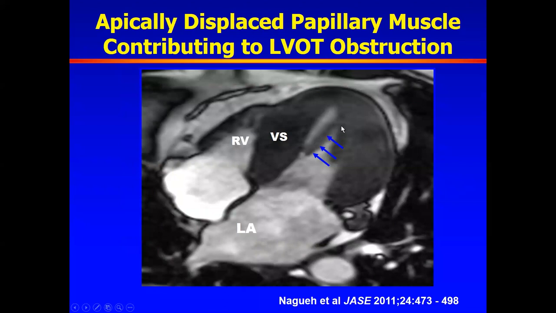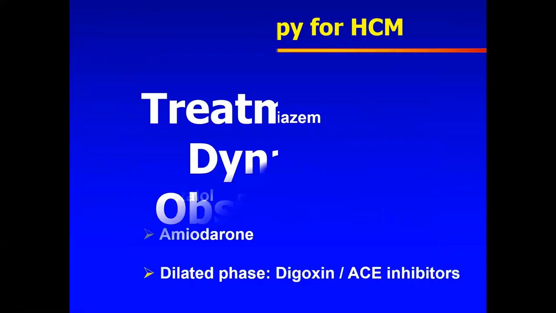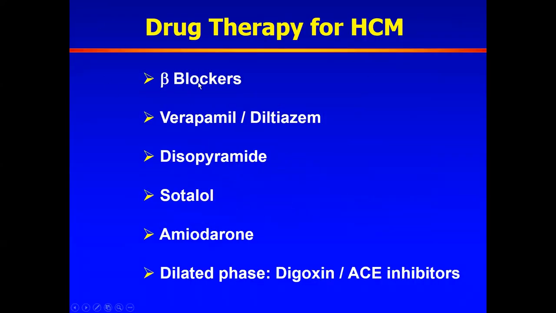You can also use CMR, and CMR has excellent resolution that shows you a lot of details about the papillary muscle. The treatment of dynamic obstruction is with medications: beta blockers, calcium channel blockers, verapamil, diltiazem, disopyramide because of its negative inotropic properties, sotalol and amiodarone for arrhythmias. Very little work with them in terms of observational studies, and in particular nowadays they have fallen out of favor, I would say.